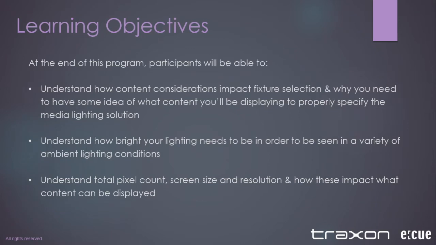At the end of this session, you are going to understand how media content considerations will impact your fixture selections, and why you need to have some idea of what content you'll be displaying to properly specify and budget out a media lighting solution. You'll also understand how bright and what contrast levels you'll need to achieve in order to see in a variety of ambient lighting conditions, and finally understand how pixel count, screen size, and viewing distance affect resolution and your decisions on what kind of content you'll be displaying.